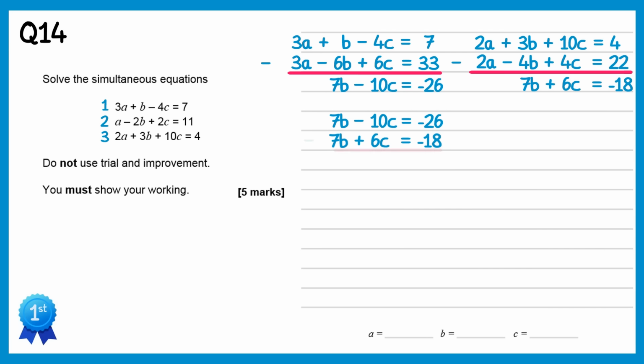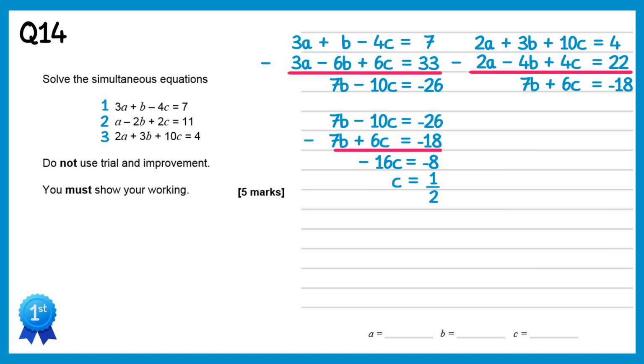Fortunately, the b's already match, so we can subtract these equations. 7b take 7b is 0, and then negative 10c take away 6c is negative 16c, and negative 26 take away negative 18 gives you negative 8. If you divide both sides of this by negative 16, you get c is 1/2.